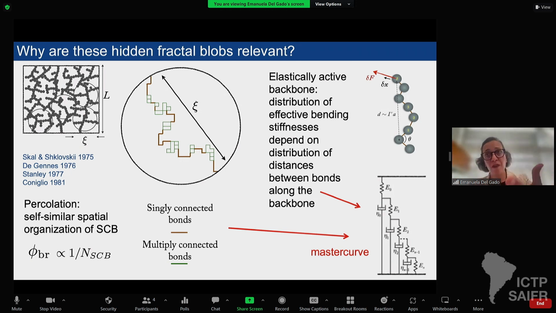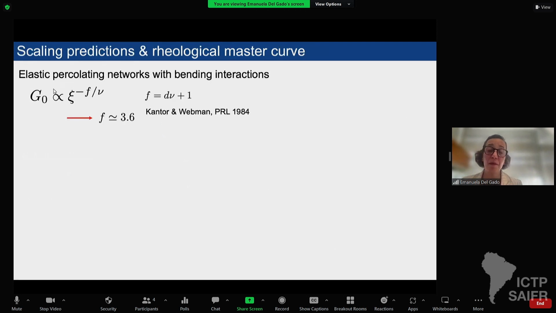I can make the hypothesis of these blobs. I can corroborate this hypothesis looking at the scaling properties that I should be able to see once I know that they are there. And then from the hierarchical organization of this mechanical element, I can actually go back to the ladder model that I was using to fit my rheological response.